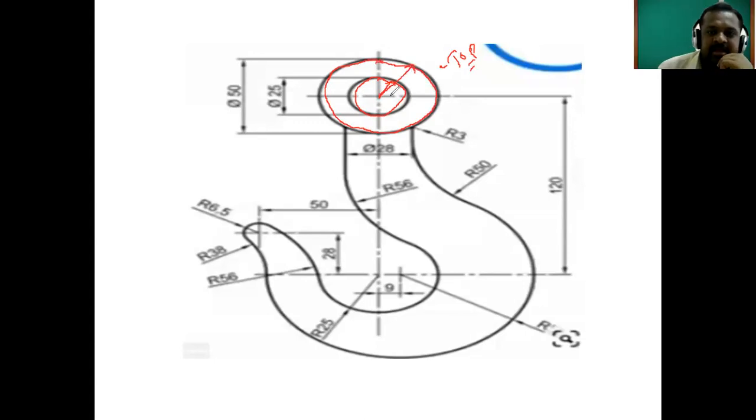Then again, from this point, suppose I have drawn one vertical line of a distance 120. See, because they have given the 120. So this is the 120. And suppose we'll get this as the center point. And from this center point, we have to draw this circle.